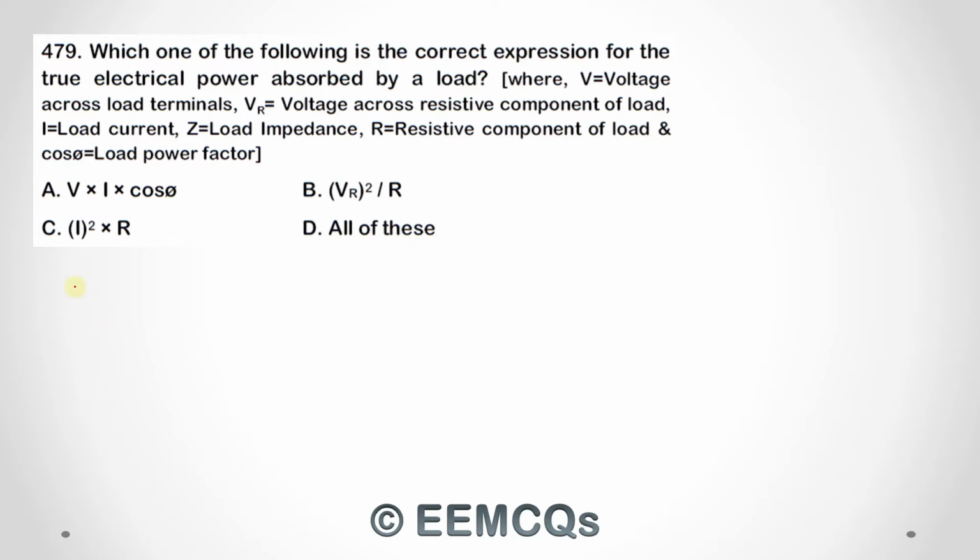Okay, so as you know, power P in any electrical circuit which is AC in nature is generally given by the voltage multiplied by the current multiplied by the power factor cos phi of that load. So definitely the option A is correct.